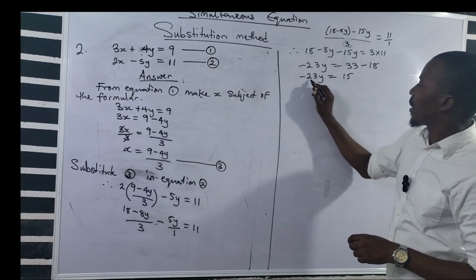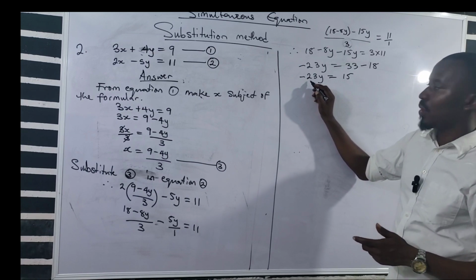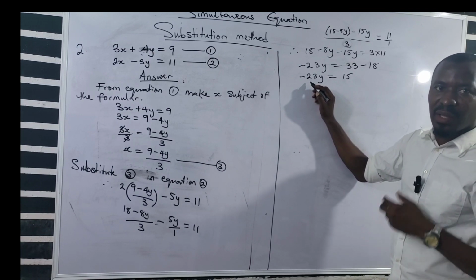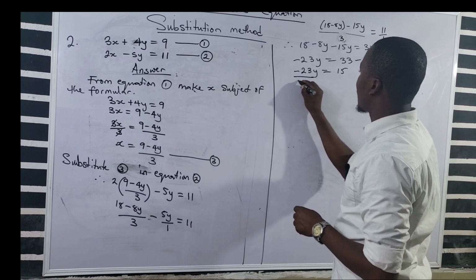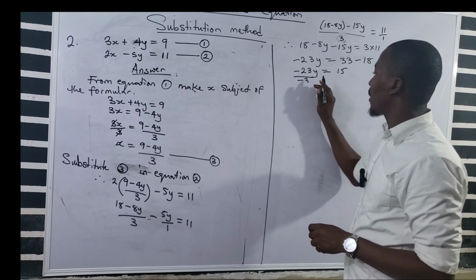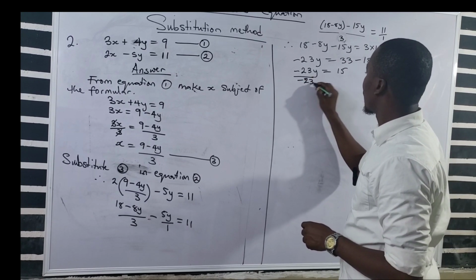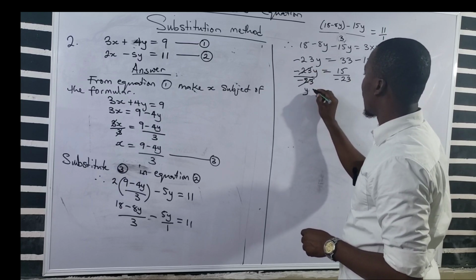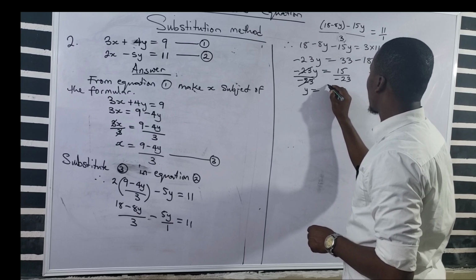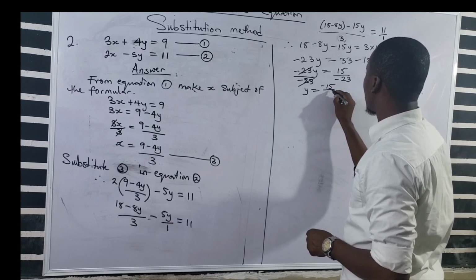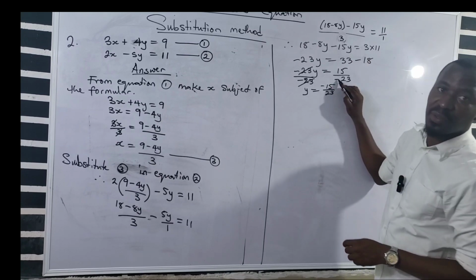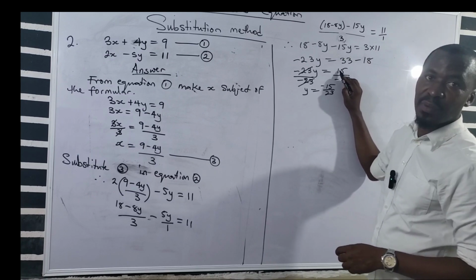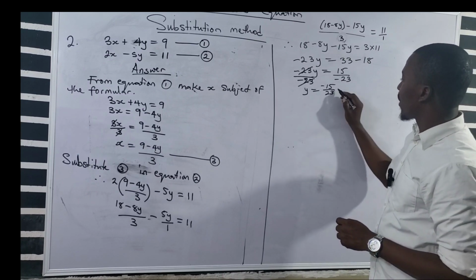So with that now, I can find my y. You divide both sides by minus 23. So this and this will go. You have y equals to minus 15 over 23, because this minus here will come up here. Okay, so we have gotten our y.